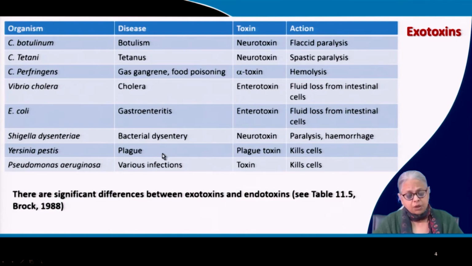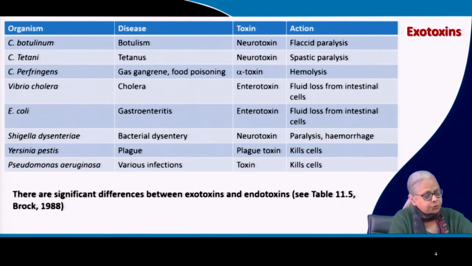Yersinia pestis is the causative agent of the plague. So the toxin is called the plague toxin, and it's responsible for killing cells. Pseudomonas aeruginosa is a very common environmental bacteria. You find it anywhere and everywhere. It causes any number of infections, including gastroenteritis, stomach upsets, all of that, and it secretes toxins. Same effect, it kills cells.